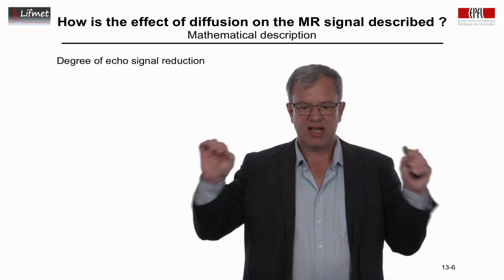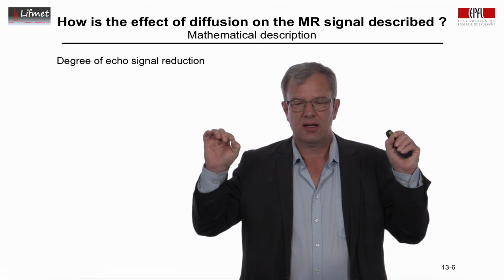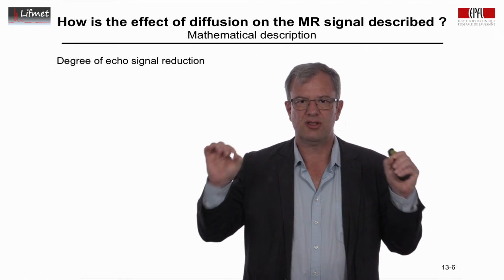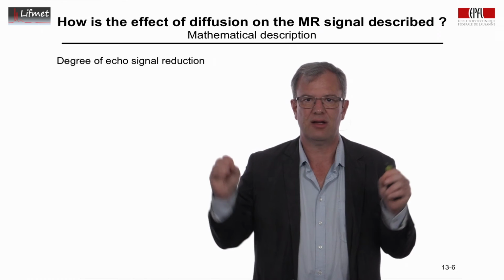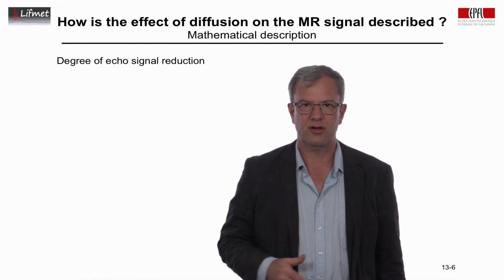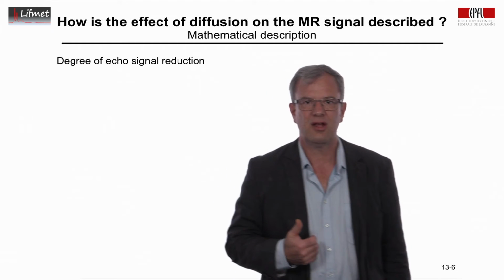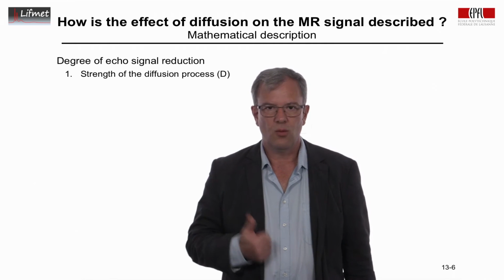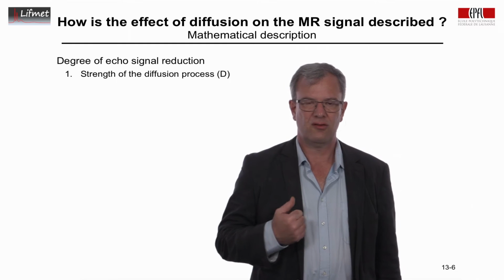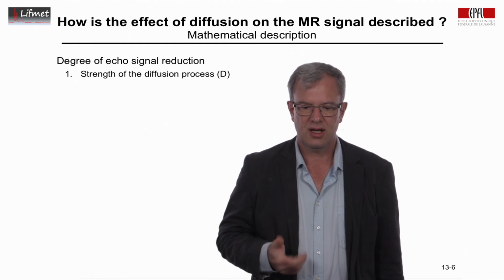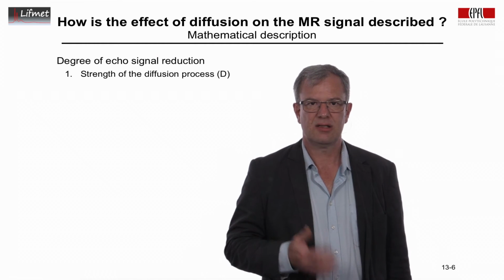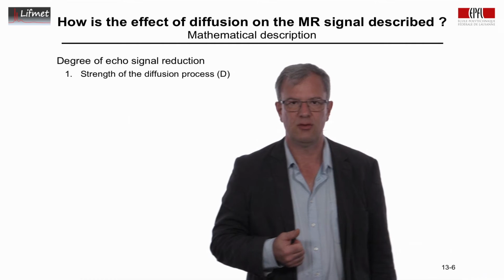This distance of displacement is the sole mechanism by which the amplitude is reduced, because when we refocus with the gradient, they are at a different position, and the difference in phase compared to the initial phase is what reduces the signal. So what are the factors that reduce the signal amplitude? One is, of course, the strength of the diffusion process. If the diffusion process is very strong, that is, the molecules diffuse easily, then we have a larger displacement. So it's the diffusion process, and this is the diffusion constant.